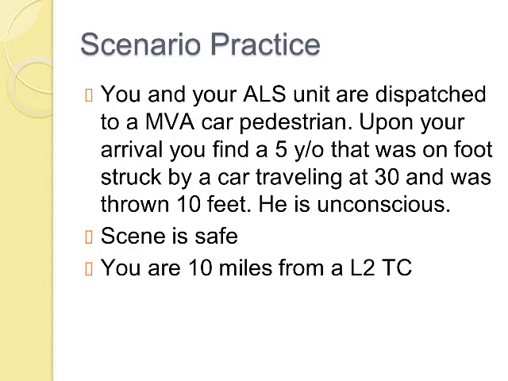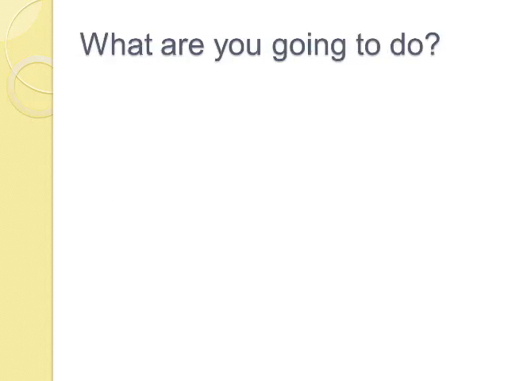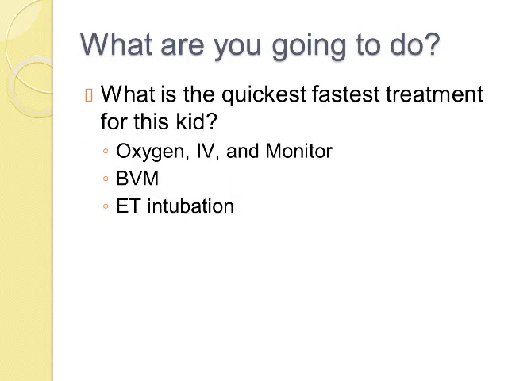So. Right, another scenario. This is a trauma call. We've got a 5-year-old hit by a car. The scene is safe. You're 10 minutes from a level 2 trauma center. You get on scene, you find an unresponsive 5-year-old breathing at 6 times per minute, and he appears to be pale. He's even got some peripheral cyanosis. So what are you going to do for him? What's the quickest, fastest treatment for this kid?